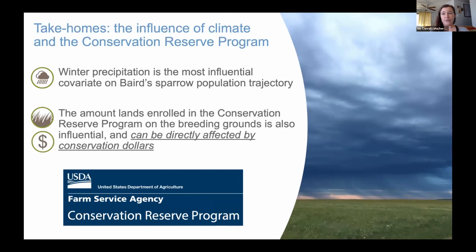The big thing that I find pretty exciting about these results is that the amount of lands enrolled in Conservation Reserve Program, or CRP, on the breeding grounds was also very influential and can be directly affected by conservation dollars. So, in an ideal world where we can throw more dollars either at the CRP program as far as enrollment goes, or getting people on the ground to help landowners understand and enroll in CRP, both could be ways to directly help the Baird sparrow population into the future.